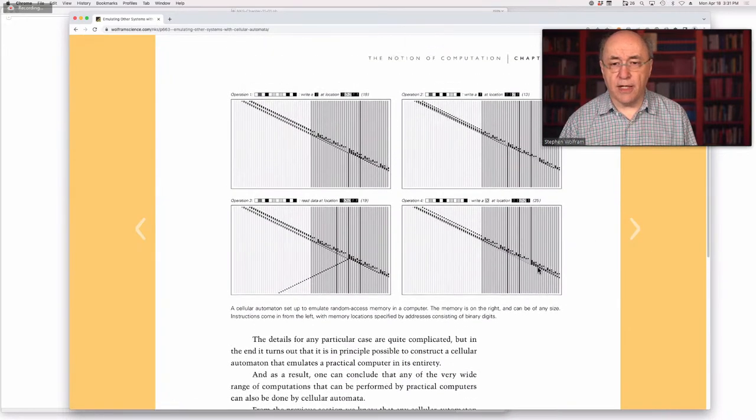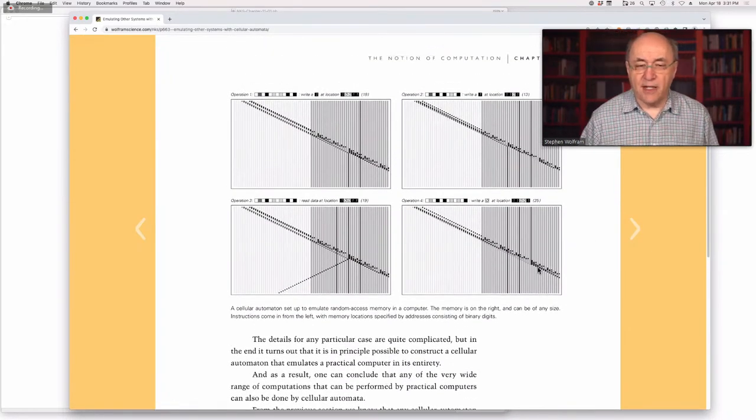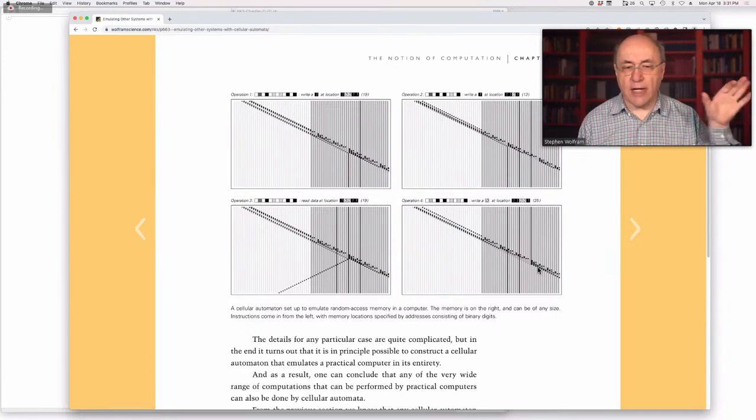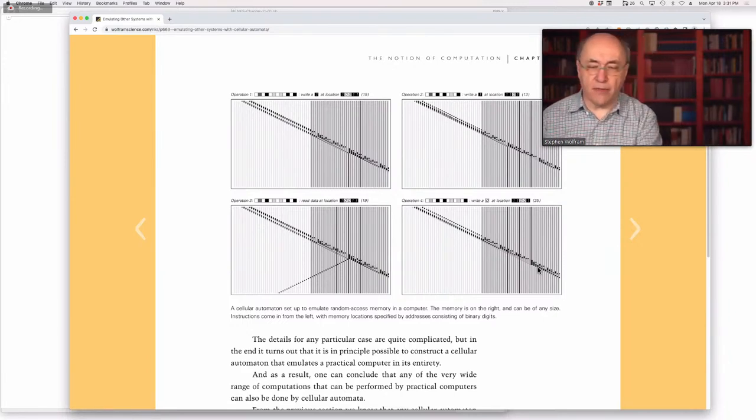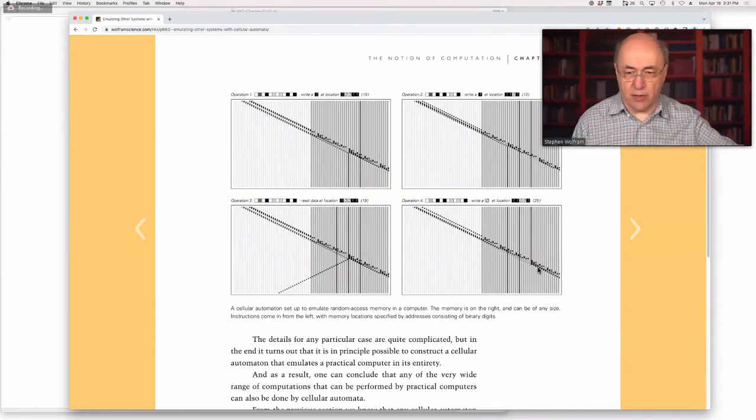Let's see. Oh boy, I'd forgotten all these things here. This was kind of like, well, wait a minute, what about random access memory? Where you're just saying, here's an address in memory, can you go fetch that thing from the address in memory? Well, you can do that with a cellular automaton as well.